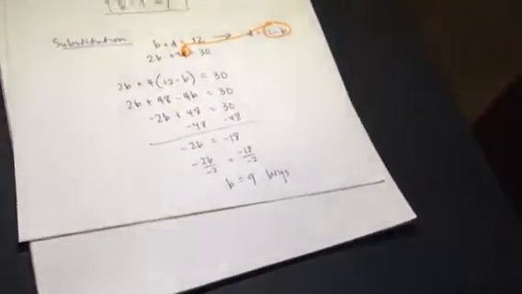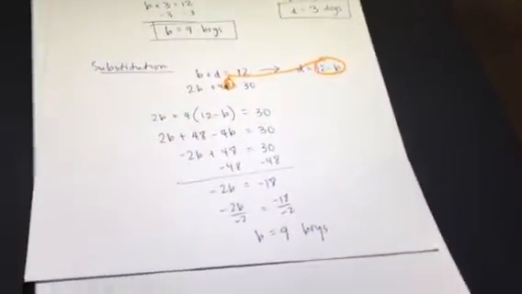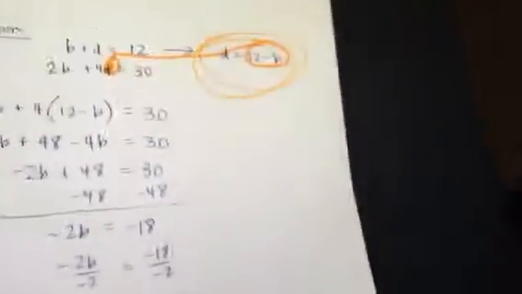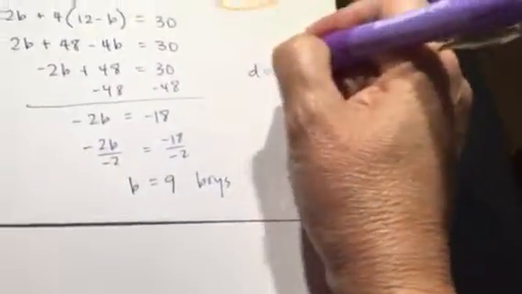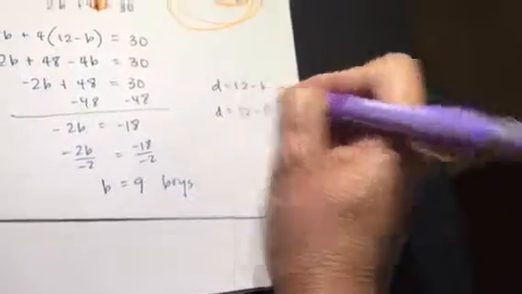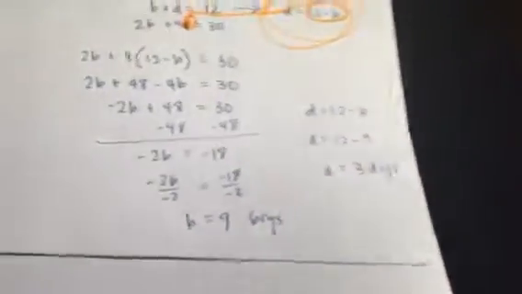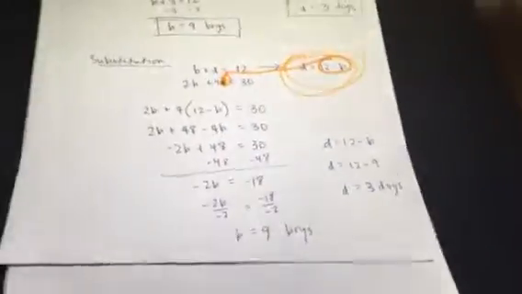How do I find d? Plug it in. And you could go with either, you could go with b plus d equals 12. You could go with 2b plus 4d equals 30. You know what else you can go with? You can go with this guy right here. d equals 12 minus b. Why not? d equals 12 minus 9. So d is 3 dogs. So there it is with substitution.